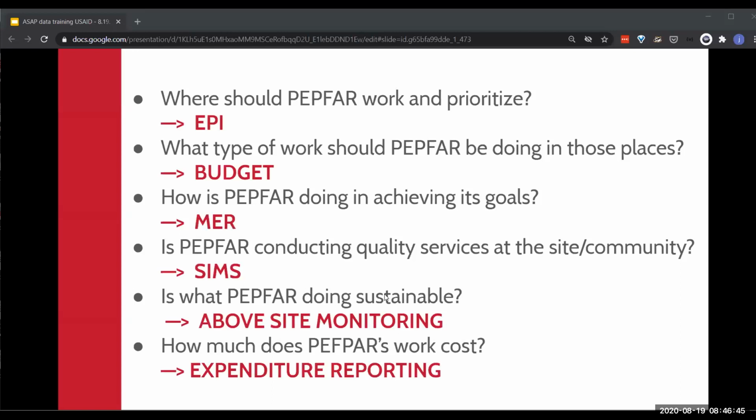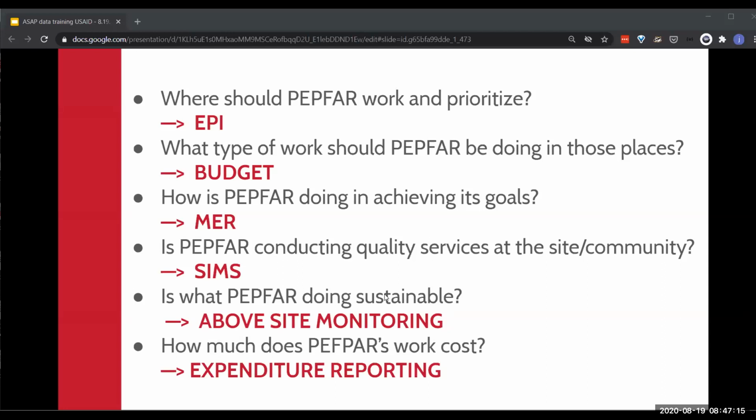So, because this presentation is grounded in the idea of these different work streams, we have a data stream that corresponds to each of these questions. For where should PEPFAR work and prioritize, we have epidemiological data, either from a survey or from the Spectrum estimates that are produced every year. What type of work should PEPFAR be doing in those places? That's the budget. The budget is the guide to what your priorities are.